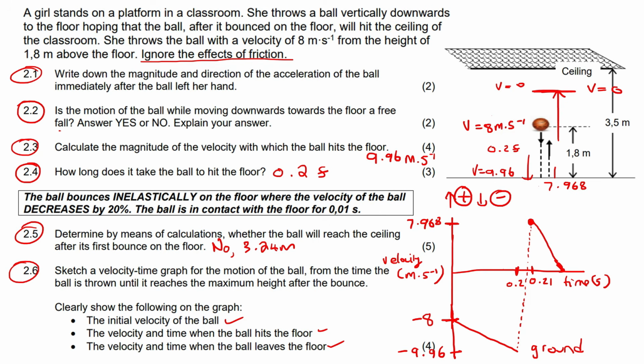Now let's make sure we have everything important that they want on the graph. The initial velocity of the ball, yes, we have it there. The velocity and time when the ball hits the floor for the first time, yes, that was the 9.96 and the 0.2. We've got that. The velocity and time when the ball leaves the floor, that was the 7.968 and the 0.21, so we've got all of that.